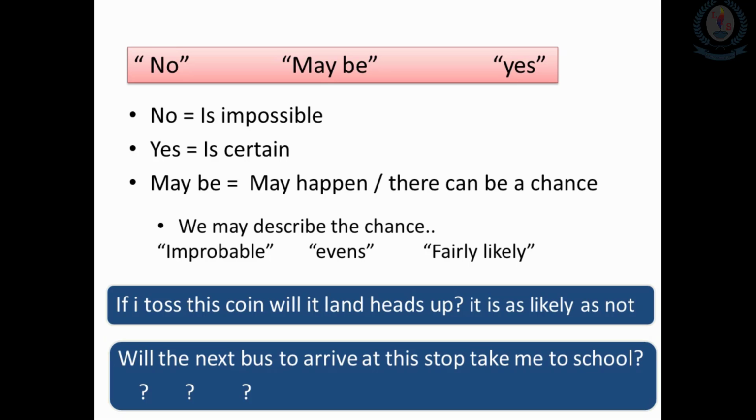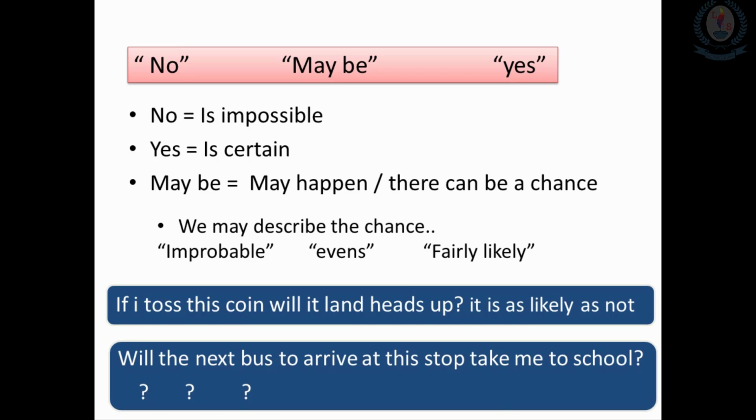For example, we know that a coin can land either head up or tail up unless the coin is faulty. Each possibility is equally likely. So to the fourth question, if I toss this coin, will it land heads up? We can answer it is as likely as not. And to answer the third question, will the next bus to arrive at this stop take me to school? For these kinds of questions, we need local knowledge, such as the number of bus routes that pass the school and how often the buses run and so on.